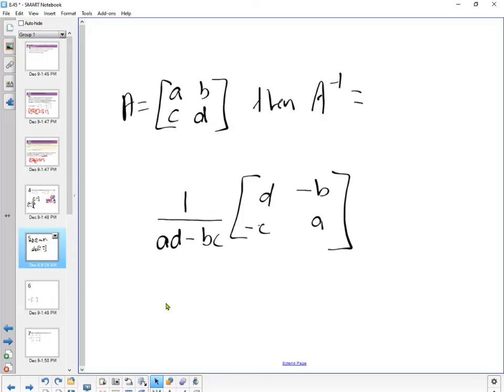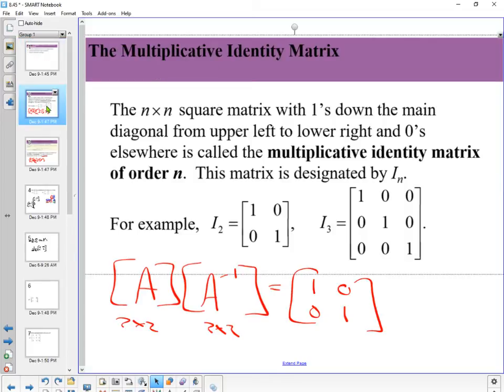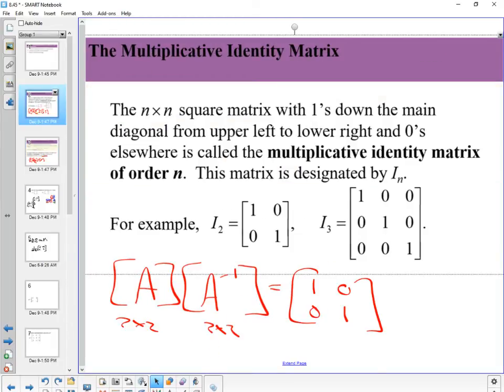Okay, so let me go to the top because when I elbowed my thing, I must have deleted more than one slide. So we were trying to do the multiplicative inverses, right? This is how you're going to check if they're multiplicative inverses. When you multiply the two, you should end up with that multiplicative identity, correct?